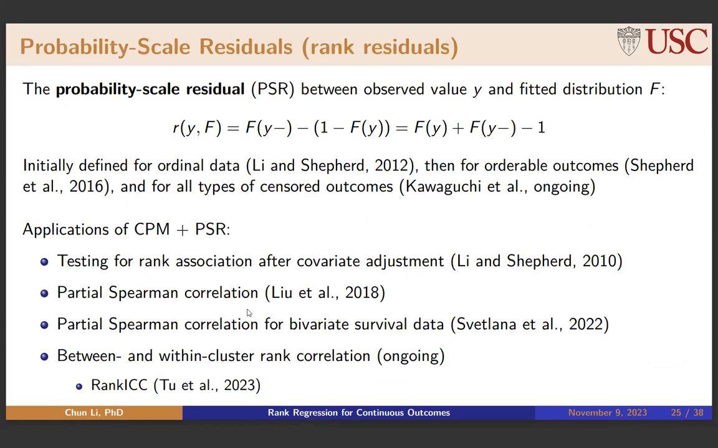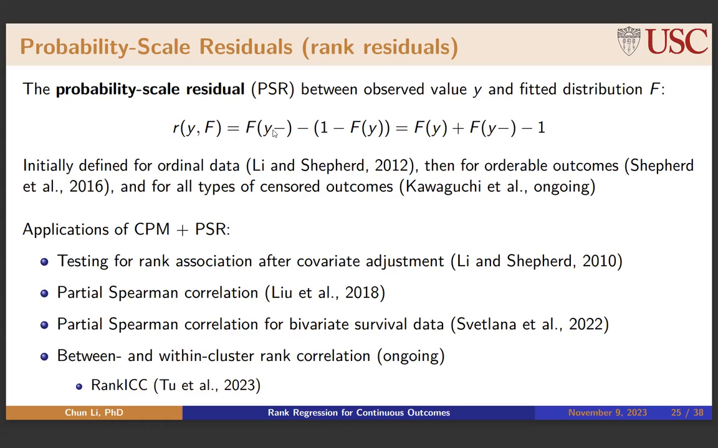We have a rank regression model. If we have a rank-based residual, then we can do a lot of stuff after post-model fitting. It turns out another line of research we did in the past fulfilled that. We developed probability scale residuals originally for the ordinal data. Because we focused on ordinal data, we wanted the residual to be rank-based.